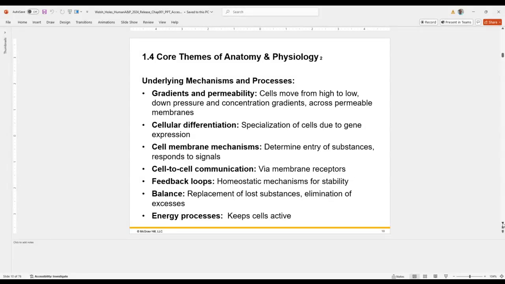Okay, we do have feedback loops. This is a homeostatic mechanism trying to keep things stable. So if something gets too high, we try to lower it. If it gets too low, we try to raise it. So we're always trying to reach a balance ultimately. So we want to replace any lost substances, and we want to eliminate any of the excesses. And then we'll certainly talk quite a bit about energy processes that keep cells active, which keep cells alive.